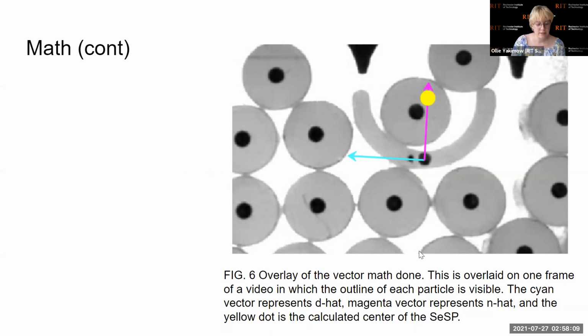As you can see, the cyan arrow represents d hat, the magenta arrow represents n hat, and the yellow dot represents the center coordinates. And we see how it curves, and they're all a distance from the center.